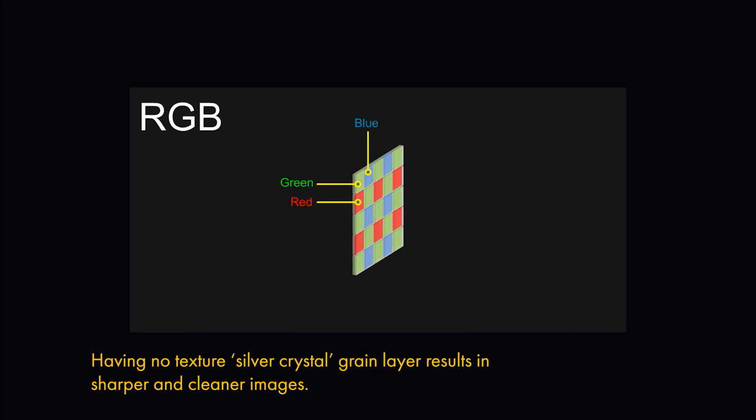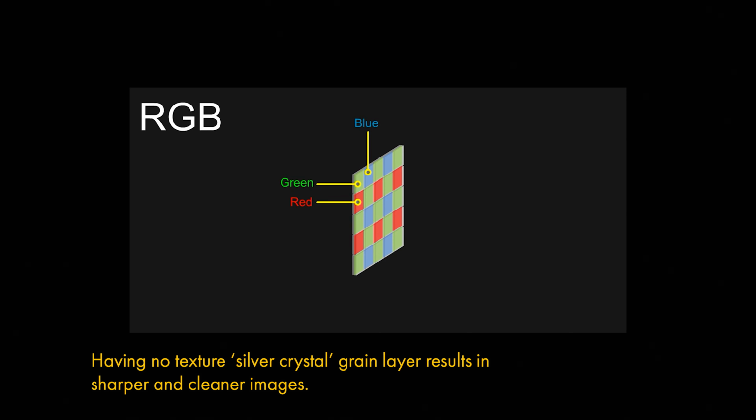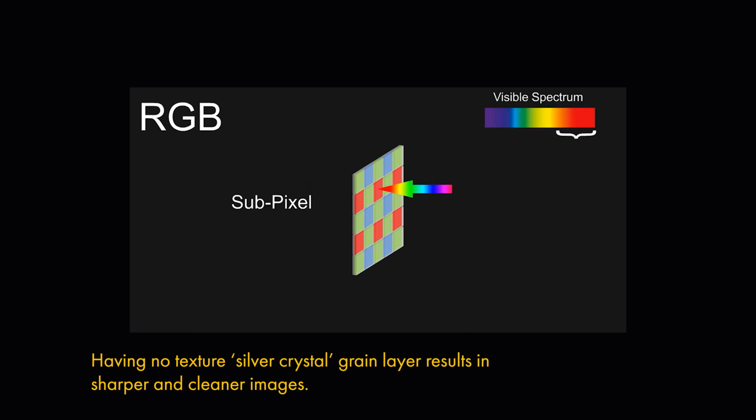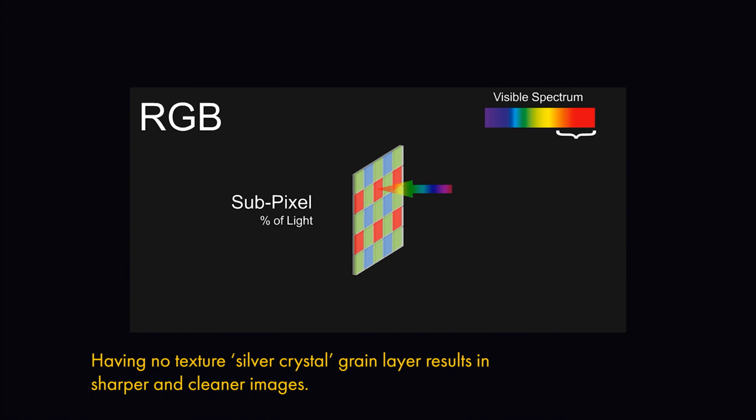Modern day cameras, however, use an array of light-sensitive semiconductors to map photons onto an image. This results in a more perfect and sharper image. There's less room for error.